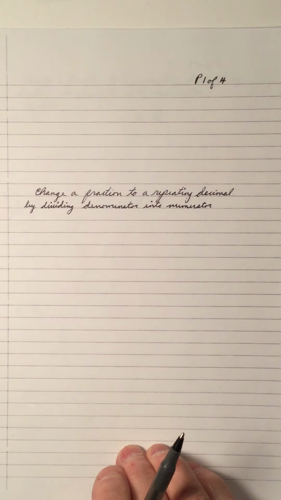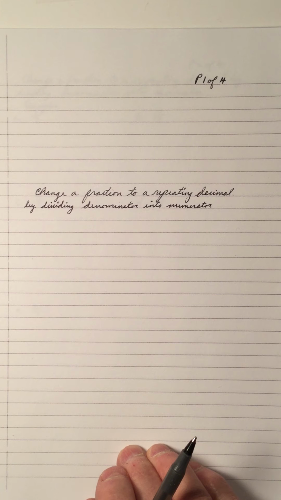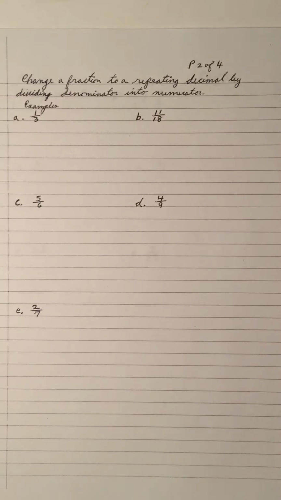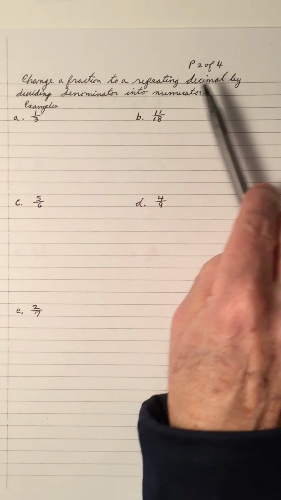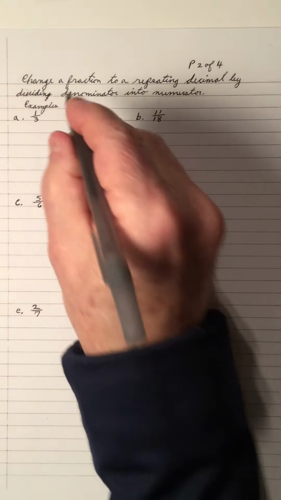Hi, welcome to my video on changing a fraction to a repeating decimal by dividing the denominator into the numerator. Notice a repeating decimal will not terminate. They'll keep on going. Change a fraction to a repeating decimal by dividing the denominator into the numerator.